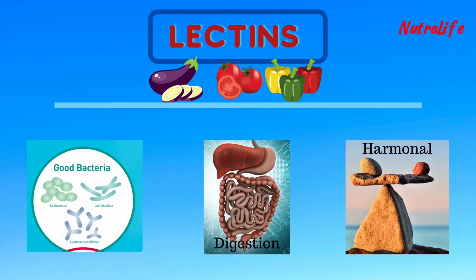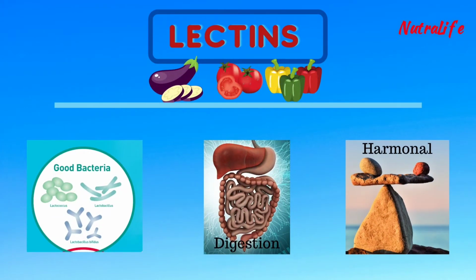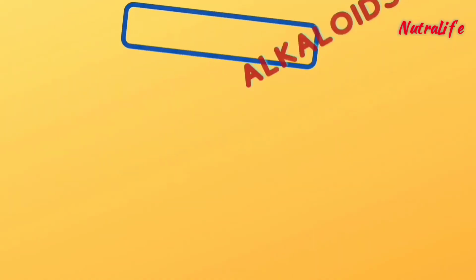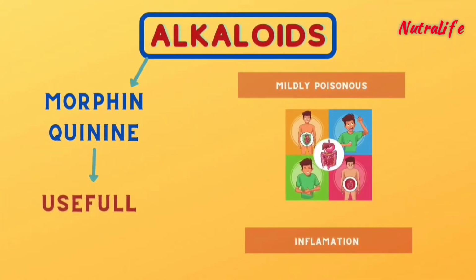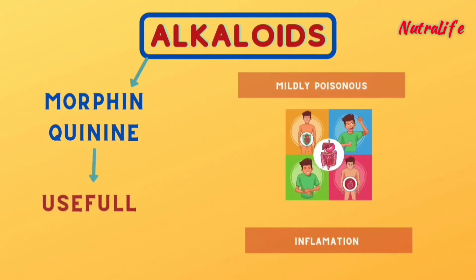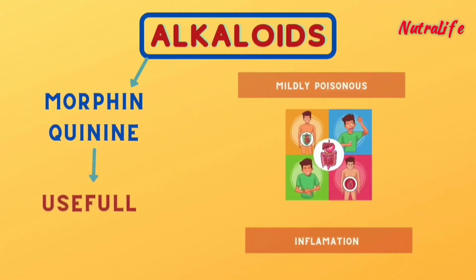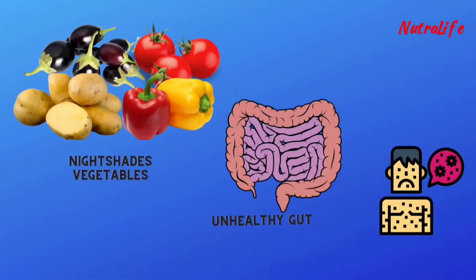Lectins from nightshade vegetables can bind to the gut and disturb the good bacteria, obstruct the digestion of food, and disturb hormonal balance. Some alkaloids are useful, like morphine and quinine. Some alkaloids taste bitter and, if swallowed, are mildly poisonous. The intestinal barrier, which can cause digestive problems, is affected by alkaloids. Such an effect on the gut can result in continuous poisoning and inflammation. Continuous long-term consumption of nightshades can damage the gut, and an unhealthy gut is the root cause for developing autoimmune diseases.